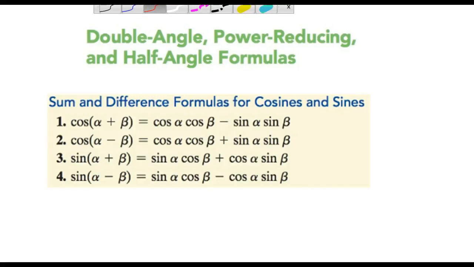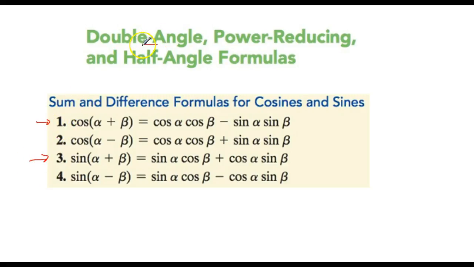Hello, we're going to look at some double angle formulas, and then eventually in some other videos you'll see power reducing and half angle. But in this video we're going to look at the double angle formulas for sines, cosines, and tangents. So these were the sum and difference formulas from one of the previous videos, and I'm going to look particularly at these two right here.